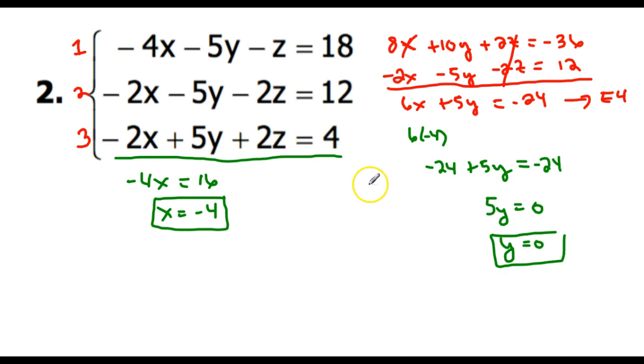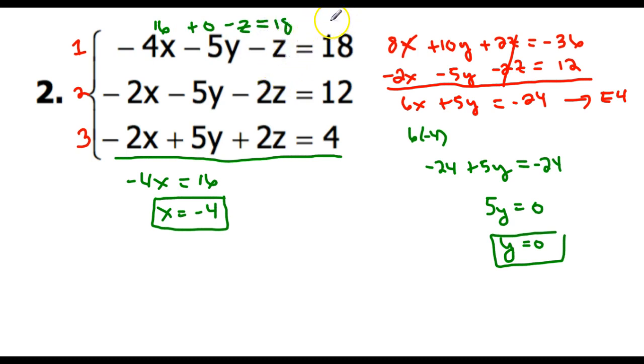And so now all I got to do is solve for z. So I'm going to just pick an equation. I'll pick equation 1 and solve for z. So negative 4 times negative 4 gives me positive 16. Negative 5y times 0 gives me 0. And then when I subtract z, I get 18.